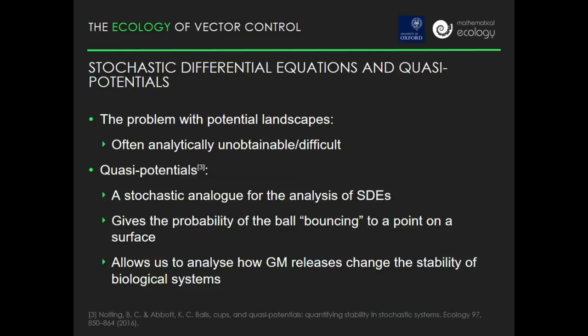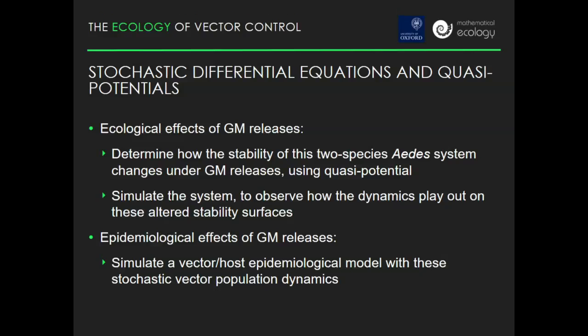But there are some really cool papers coming out on the analytical analysis of stochastic models to obtain these potential landscapes, these stability landscapes. So we're using stochastic differential equations here, and we're using these quasi-potentials, which are basically the stochastic analog of these stability surfaces that I showed in two dimensions earlier.